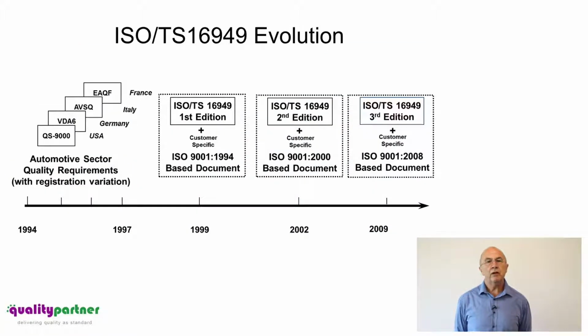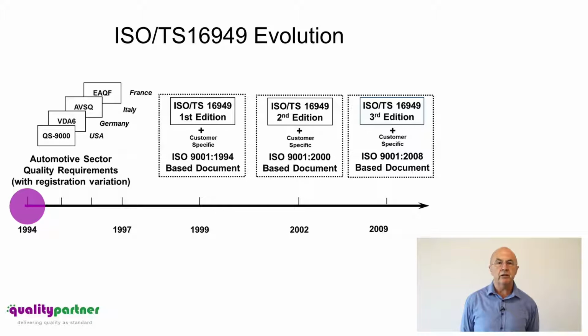So let's now take a quick look at the evolution of the ISO TS 16949 scheme. Going back into the 90s, there were various different automotive quality management system standards. Many of you will be familiar with QS 9000, which was led by the American automotive industry. The VDA 6 standards, which were very much led by the German automotive manufacturers. AVSQ, which was led by the Italian manufacturers, and EAQF, which was led by the French manufacturers.